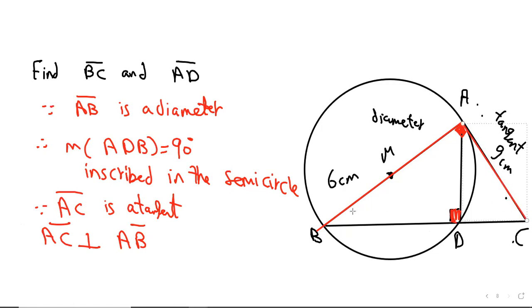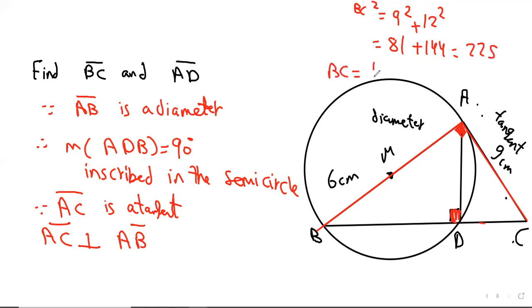So BC to the power of 2 equals 9 to the power of 2 plus, and this side here, this is 6, so this side AB is 12. So it will be 9 to the power of 2 plus 12 to the power of 2. 81 plus 144 equals 225. Then BC is the square root of 225, which equals 15 centimeters. So the length of BC here is 15 centimeters.